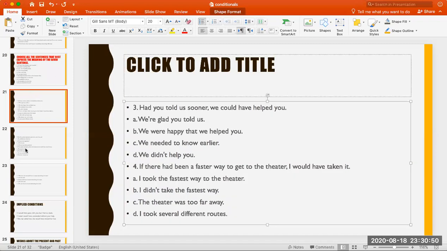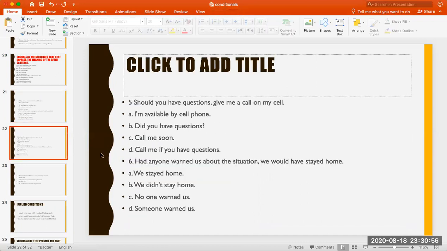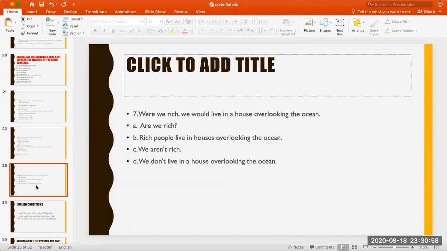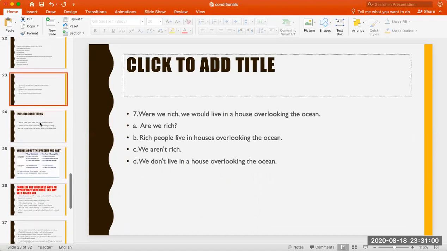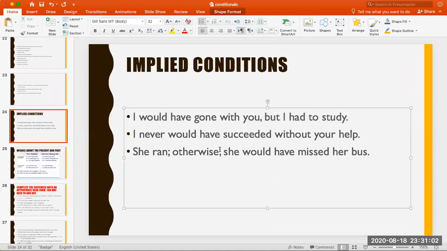This is, again, the exercise. Same exercise and same exercise. Now, sometimes the conditions are implied without using if. That's something silly. We'll just go through it very quickly.